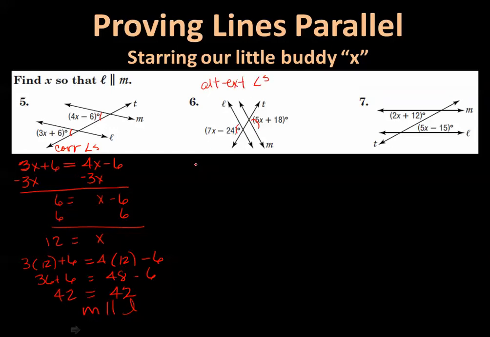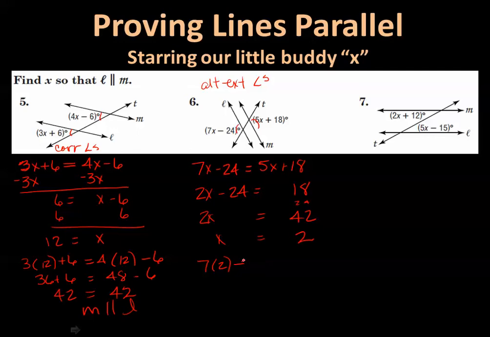So we're going to have alternate exterior angles, which are congruent to each other. So all we have to do is set the expressions equal to each other. This time I'm going to subtract 5x from both sides, and then I'm going to add 24 to both sides. And I have to put a little 24 there so I can do my addition. It's 42. Divide both sides by 2. I get x equals 2.